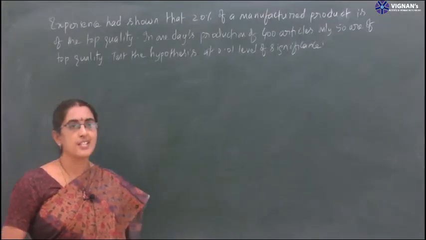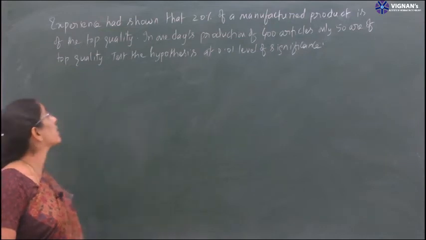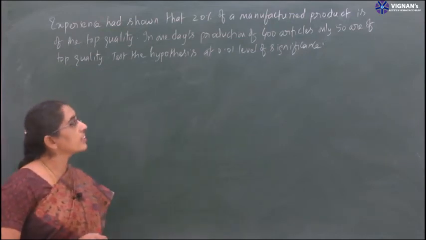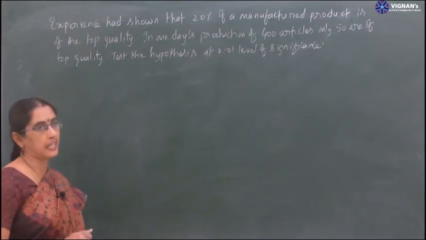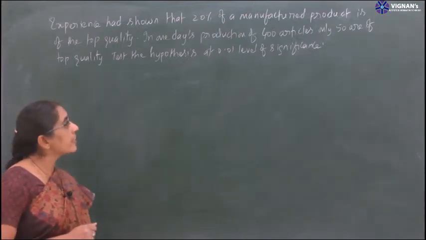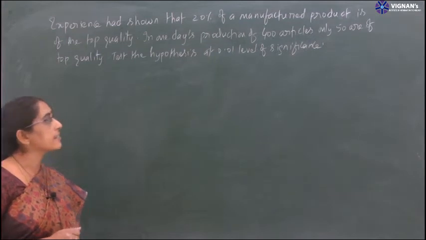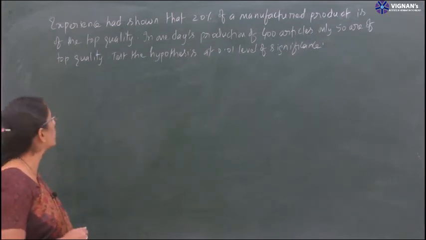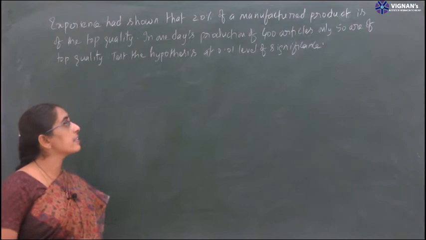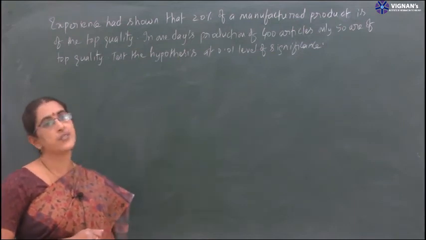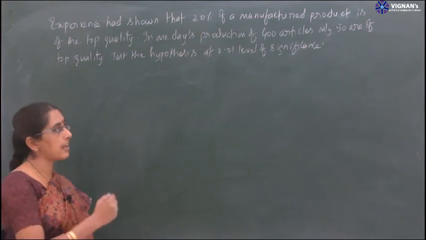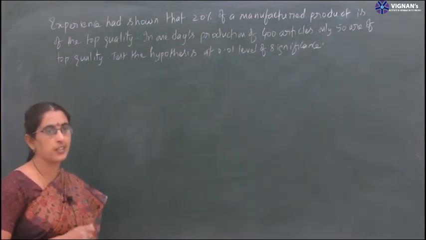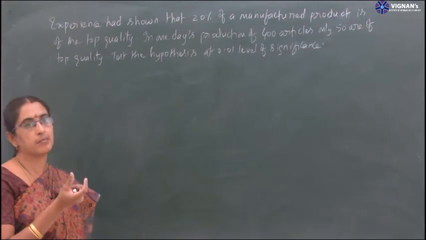Now let us see the last problem in test for single proportion. Experience had shown that 20% of a manufactured product is of the top quality. In one day's production of 400 articles, only 50 are of top quality. Test the hypothesis at 0.01 level of significance. So here both the population proportion and sample proportion are of top quality only, so it's representing the same thing.